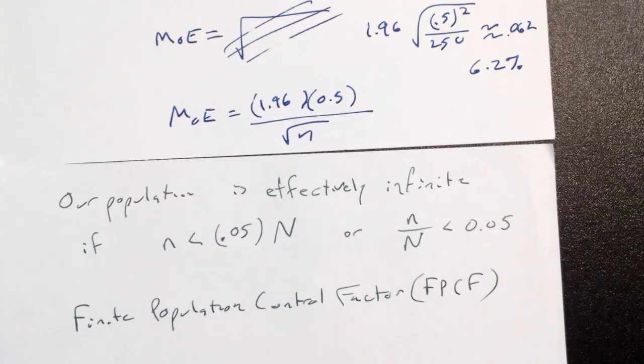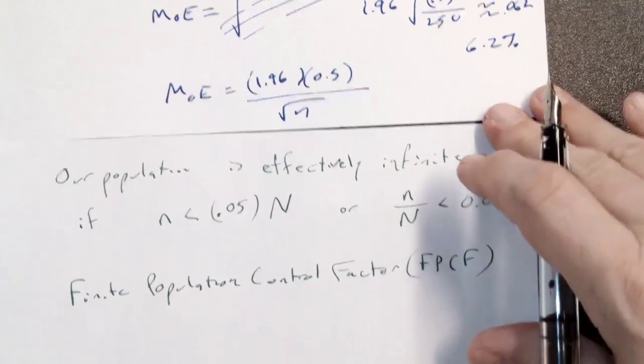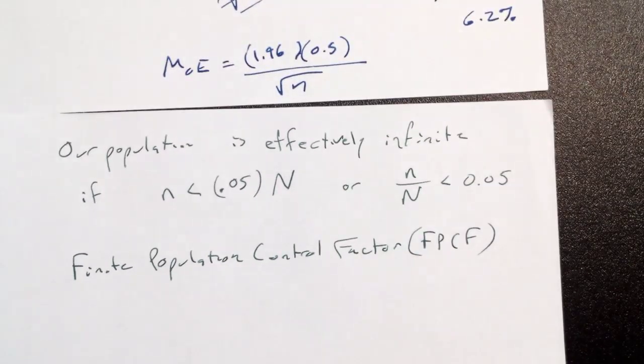And this is just a number that takes into account the relative size of our population versus our sample. As a matter of fact, this number is always smaller than 1. So when I multiply that into our margin of error, it's going to make our margin of error smaller.